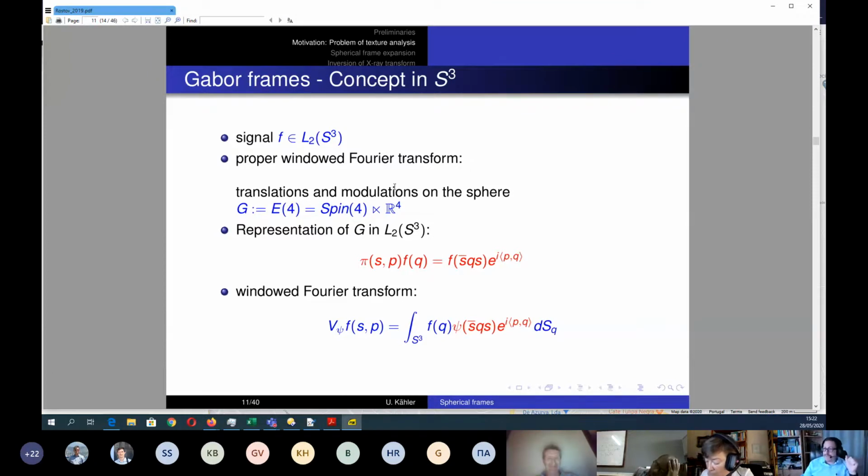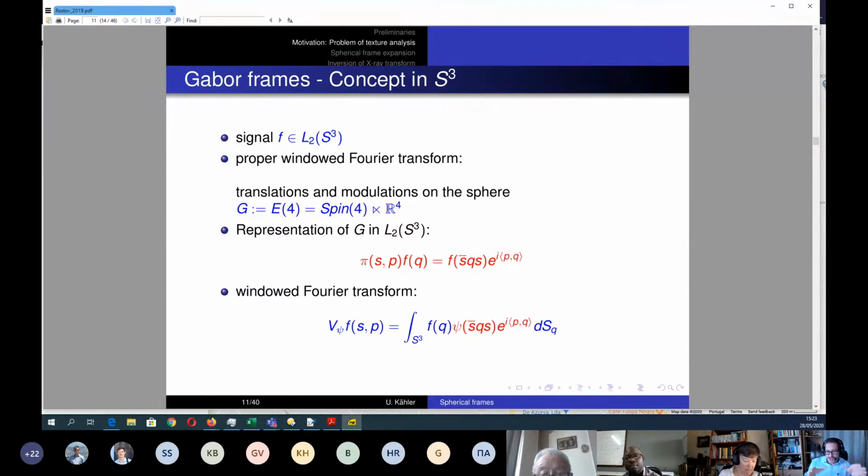Nothing against that. But the idea here is, we take the groups which act transitively on the sphere. And for that, we take translations and modulations. Translations on the sphere are simple, it's spin 4, that are all the rotations which act on it. And modulations, here we are, in some sense, a little bit cheating, because you could simply define the modulations as multiplications with spherical harmonics. That, of course, works. And a lot of these directions go into the direction of so-called Parseval frames, which is what Isaac Pesenson and others are doing quite successfully. But here, I want to simplify the idea a little bit based on our problem.